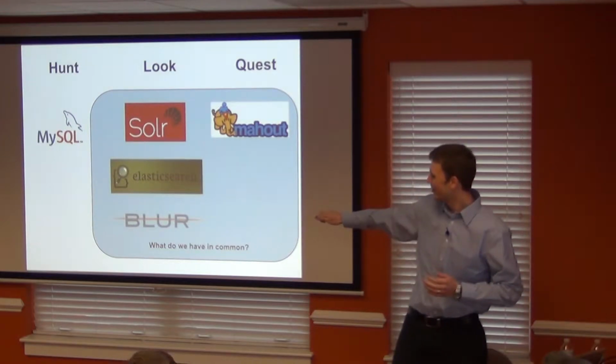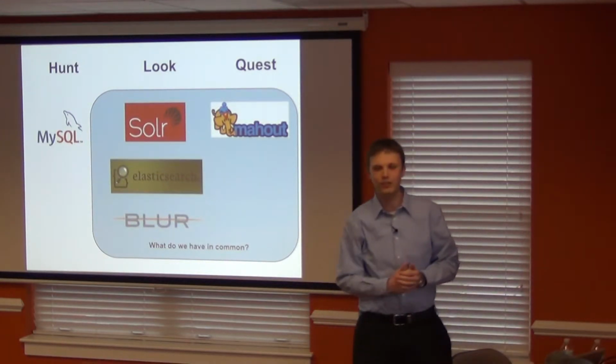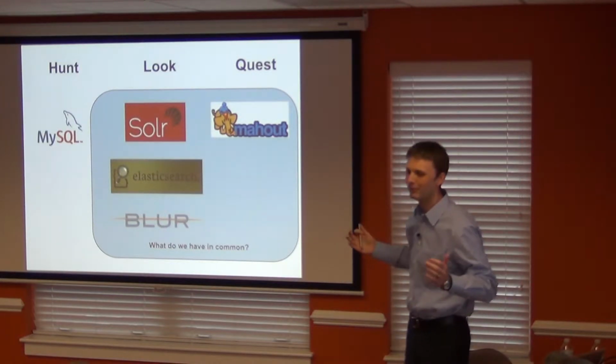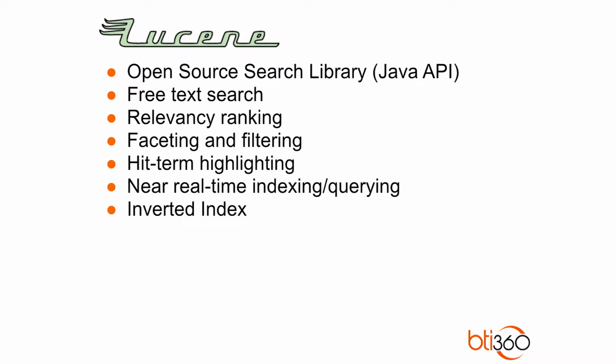So who wants to guess what this blue box, what they all have in common? It's their core technology. Anyone? Lucene. Fantastic. Yes, Lucene. So what is Lucene? It's really just a Java API, a bunch of Java jars. That's it. That's all you're going to get. So you're going to download the distribution, get these Java jars.